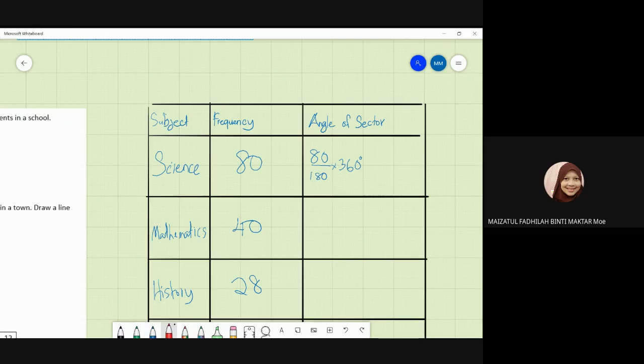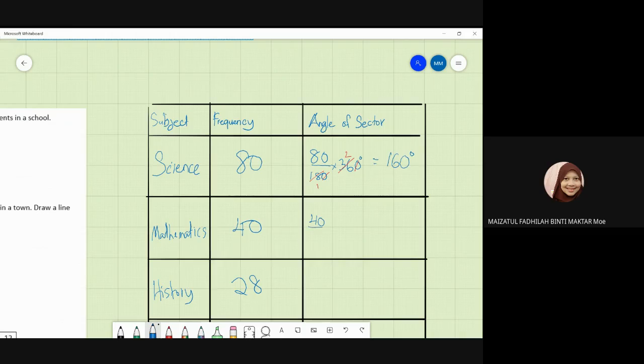Okay, then you simplify if you can simplify. This one you will get 1, this one you will get 2. Then your answer becomes 160 degrees. If I say something wrong, you turn on your mic. Because I don't have a scale for this one, we just do it together. So the first angle of sector is 160 for the science subject. Continue with the next one.